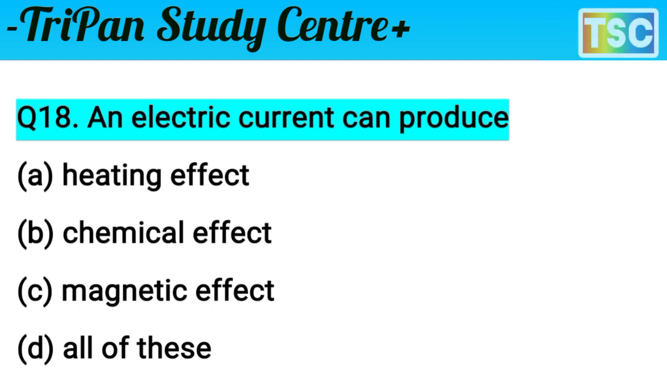It means A, B, C are correct. The answer is here D, all of these. Electric current can be produced by heating effect, chemical effect, magnetic effect. It means option D is correct. Option D, all of these. That's important. And let's see the next question here.